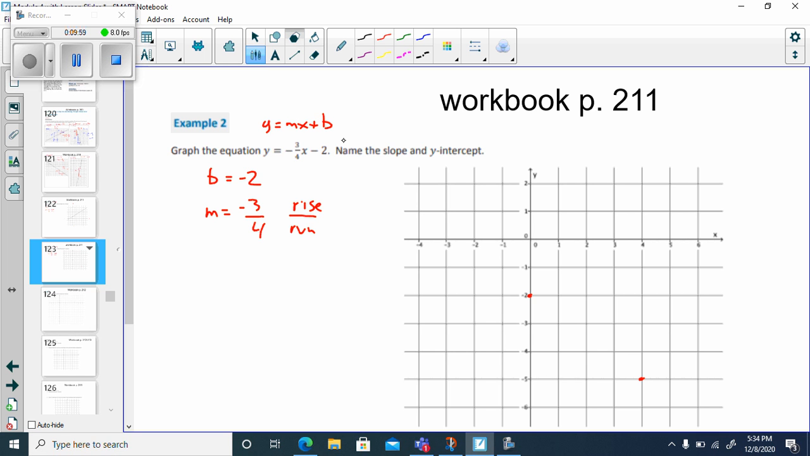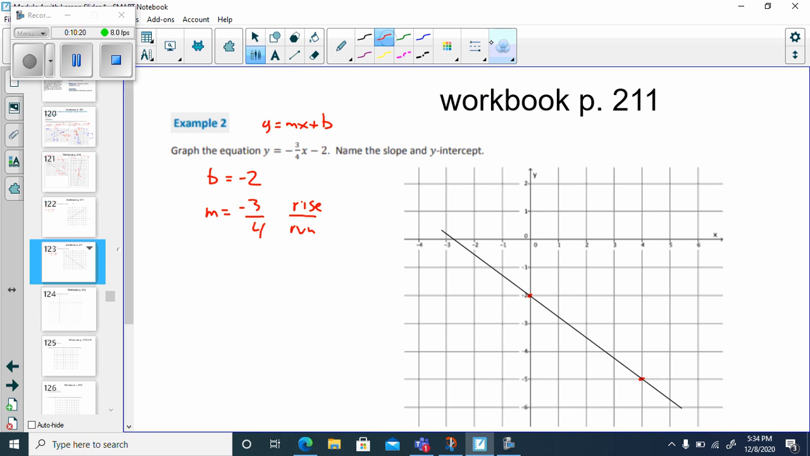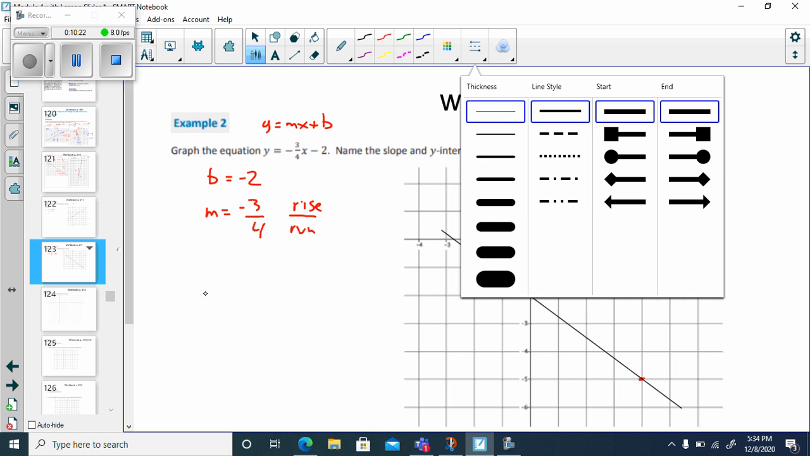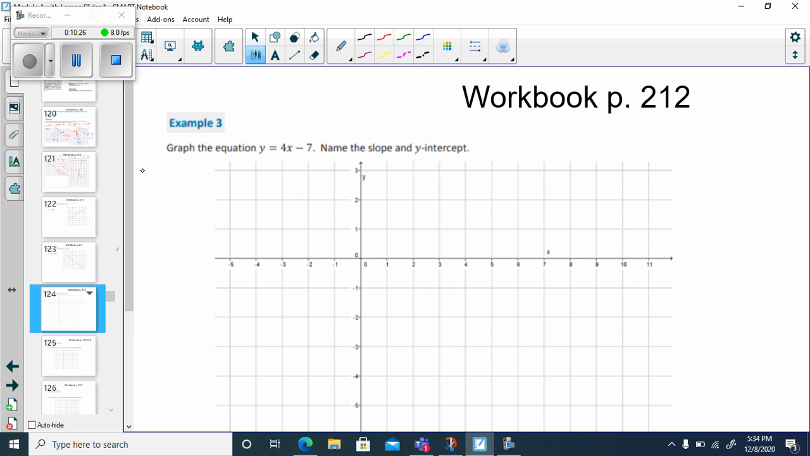All I've got to do is plot a line through it. Okay. I'm going to bring it down so you can see it a little bit. There we go. Let's see if we need to do any others. Let's see, we've got page 212.